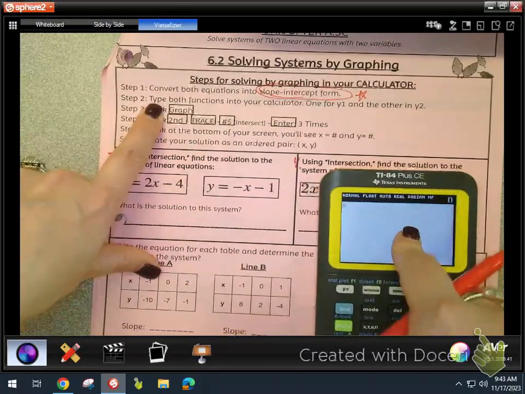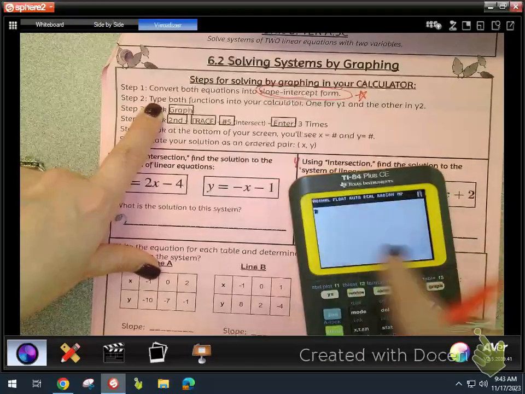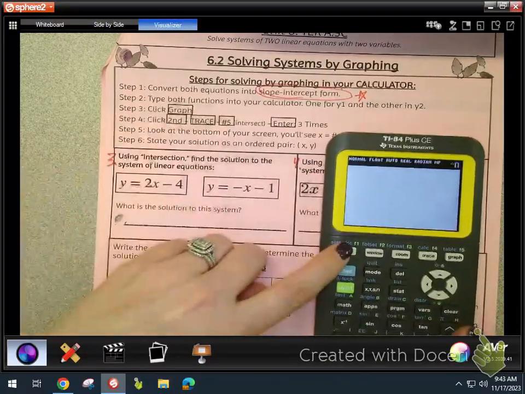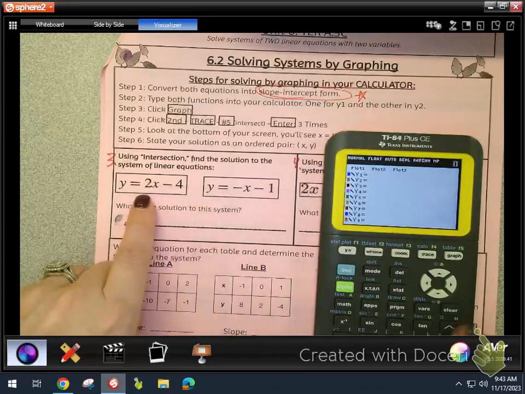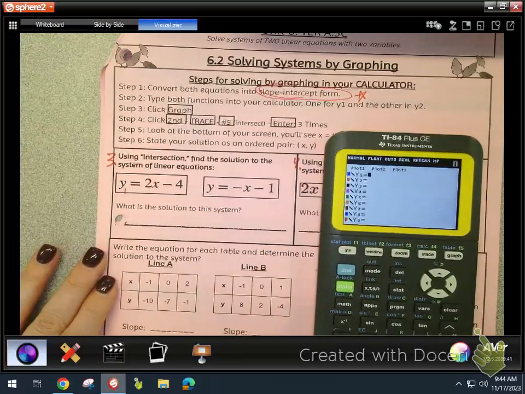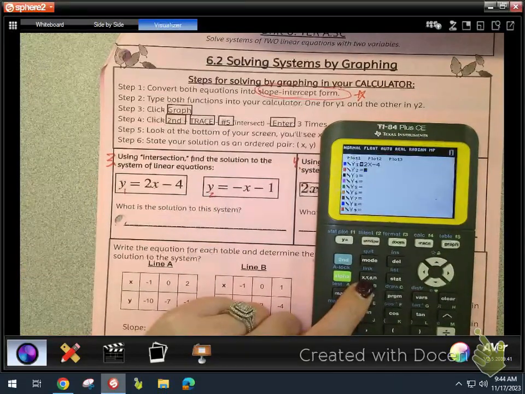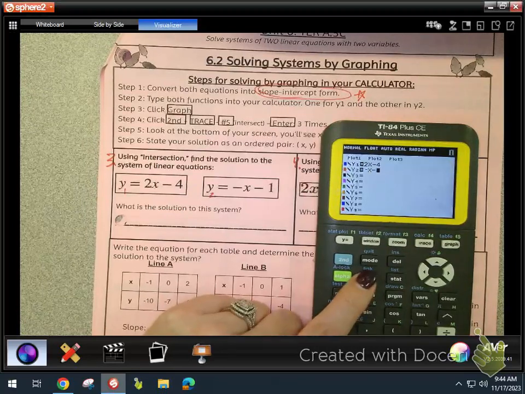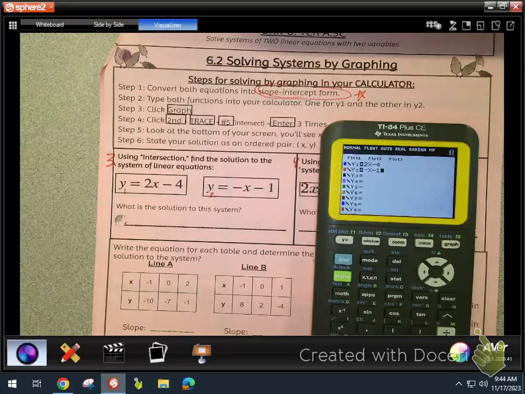So get your calculator back out. Everyone, get your calculator in front of you. Go to the y equals button. We're going to type our first equation in y1, 2x minus 4, and our second equation in y2. How do you do x? It's right next to the alpha button. Negative x minus 1. You put them in separately, but they've got to be in y equals form before you go to the y equals button. Does anyone need help typing these equations in? We good? Okay, then step 3 is to click graph.